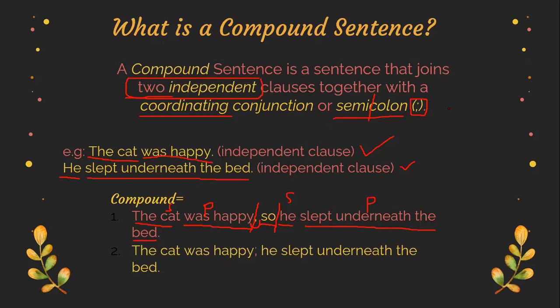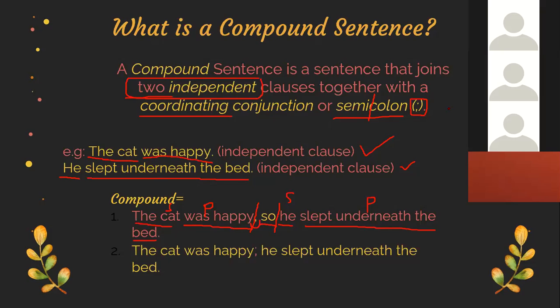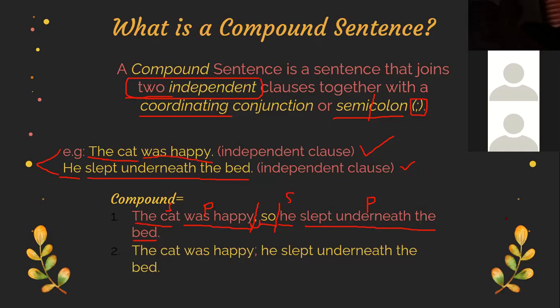Okay. Excellent, Karim. Thank you. If you notice here, this is the first way to make a compound sentence. We join two independent clauses with a comma and a coordinating conjunction. Let's take the second example.